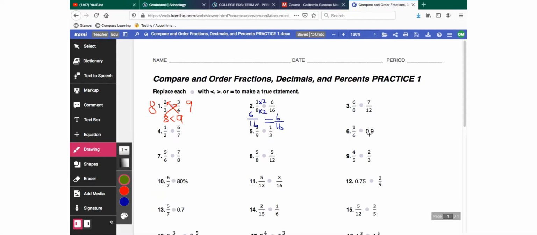Okay, so for number 6, you can change the 0.9 to a fraction, which is 9/10, and then multiply across like that, diagonally. So 10 times 1, and then 6 times 9. Always start at the bottom when you start multiplying. So then 54 compared to 10, you can see 10 is less than 54. The same thing is true for the fractions.